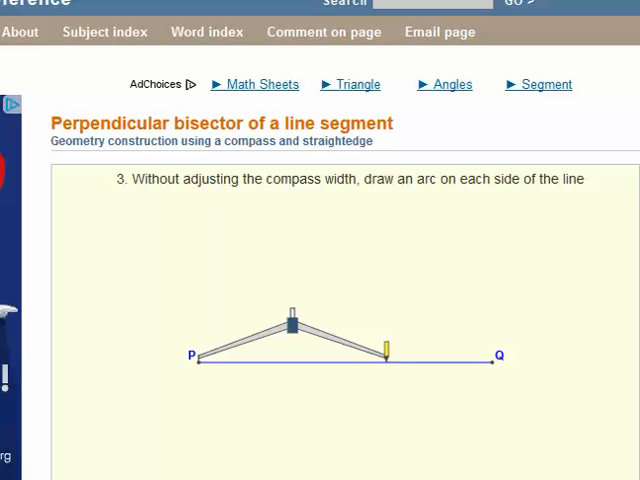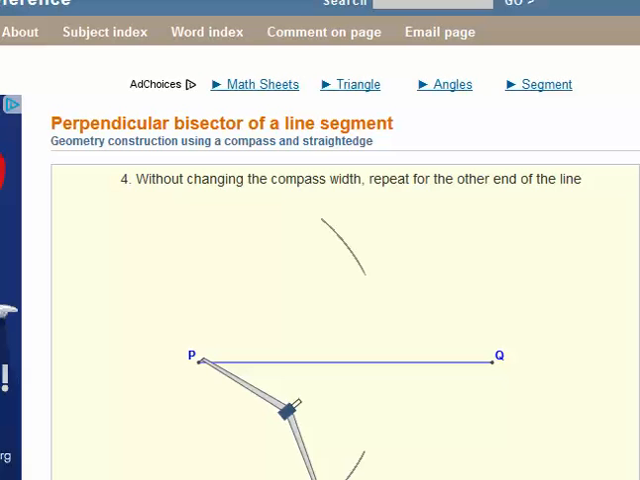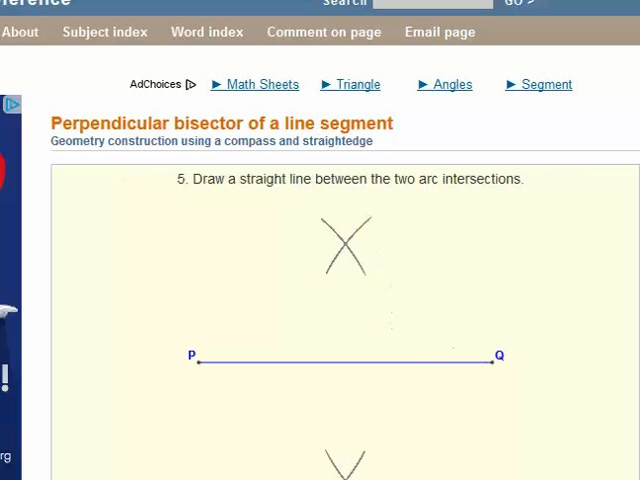Again, be careful that the compass doesn't move. We draw an arc on each side of the line, not across the line, but on either side. So we're going to go up and draw one. We're going to go down and draw one. Then we're going to do that on the other side, but we have to leave the compass exactly the way it is. We can't change the width of the compass. We have to leave it the same distance. And we swoop again, up on top and on bottom.